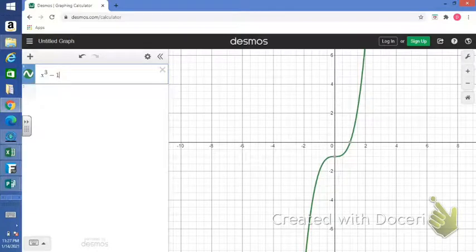Okay, we can see it crosses this point right here at 1, 0. So x equals 1 is your solution for B.